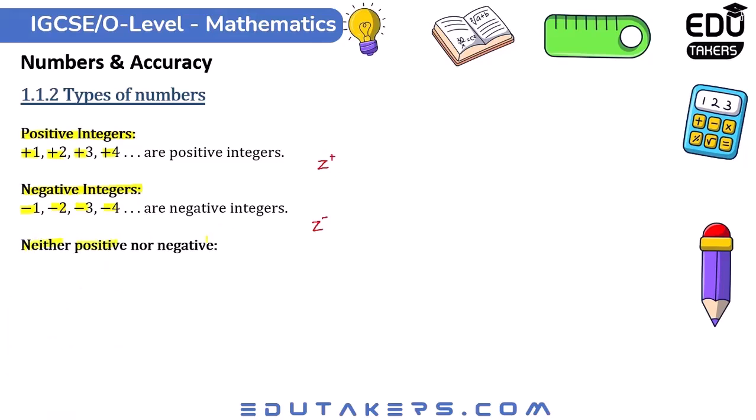Neither positive nor negative. Can you guess which integer is neither positive nor negative? If you said 0, you are absolutely right. 0 is the only integer which is neither positive nor negative.